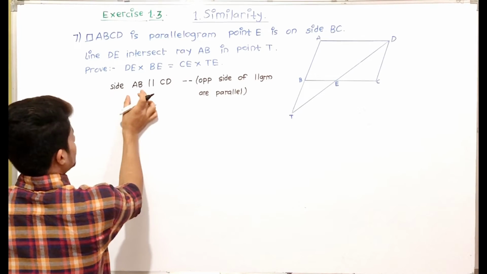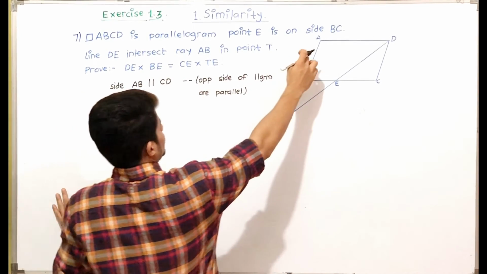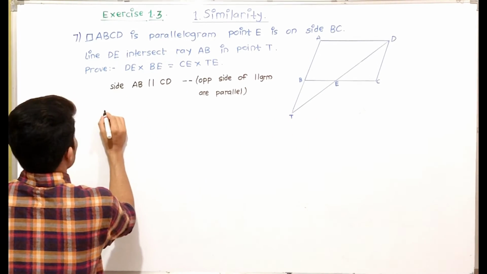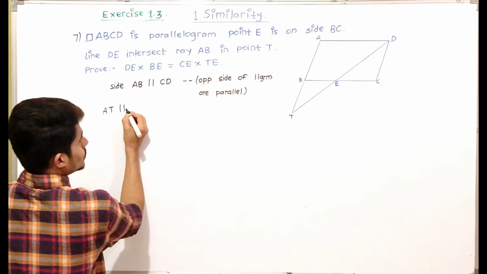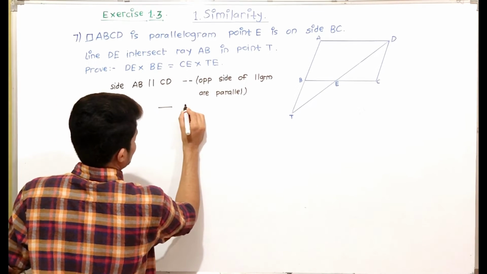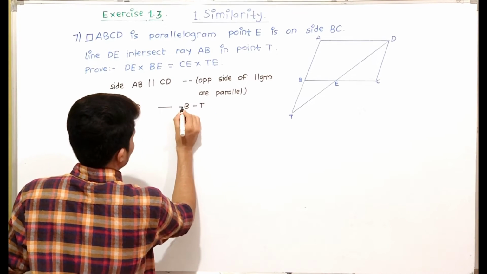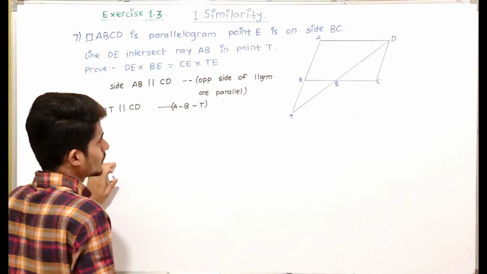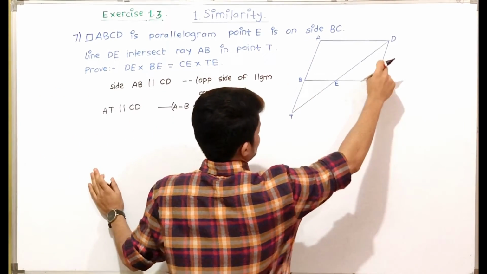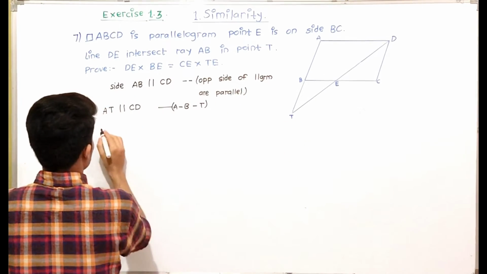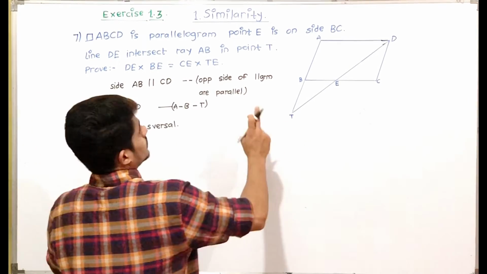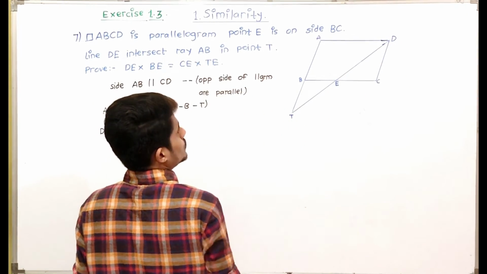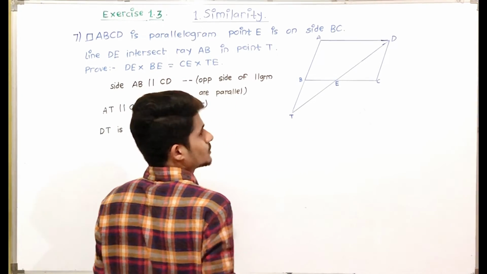So side AB is parallel to side CD. Now, instead of writing AB, we can write AT. Why? Because B is in the middle of AT. So AT is parallel to CD. Now AT is parallel to CD and DT is a transversal.